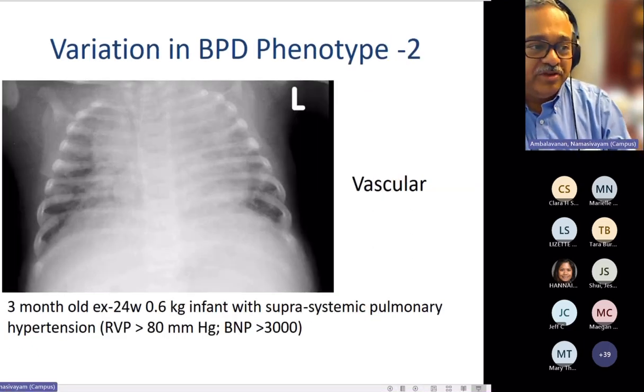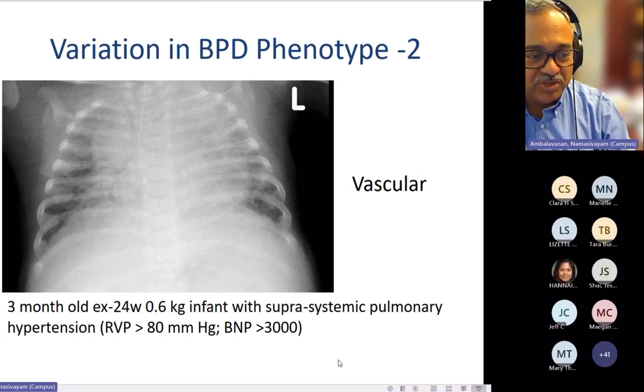This is a different infant who also has BPD, but this infant is one with pulmonary hypertension. It's a 3-month-old ex-24-week, 600 grams at birth, who developed suprasystemic pulmonary hypertension with the right ventricular pressures of more than 80 and a B-type natriuretic peptide of more than 3000. So this infant has a vascular phenotype.